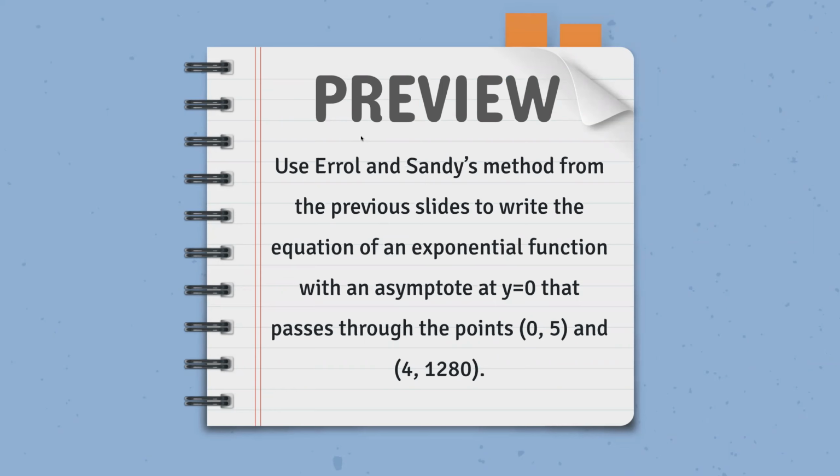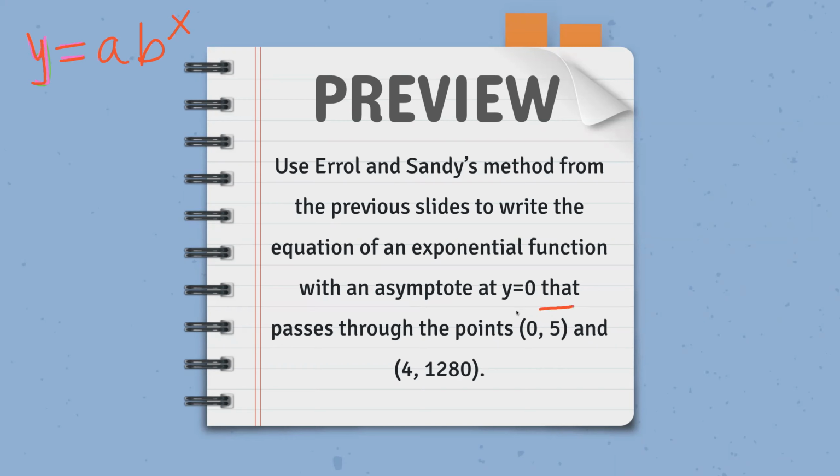Okay, let's go ahead and try this with a new problem. Let's use their method from the previous slides to write the equation of an exponential function with an asymptote at y equals 0 that passes through the points (0, 5) and (4, 1,280). So using their method, we are going to have y is equal to a b to the x.